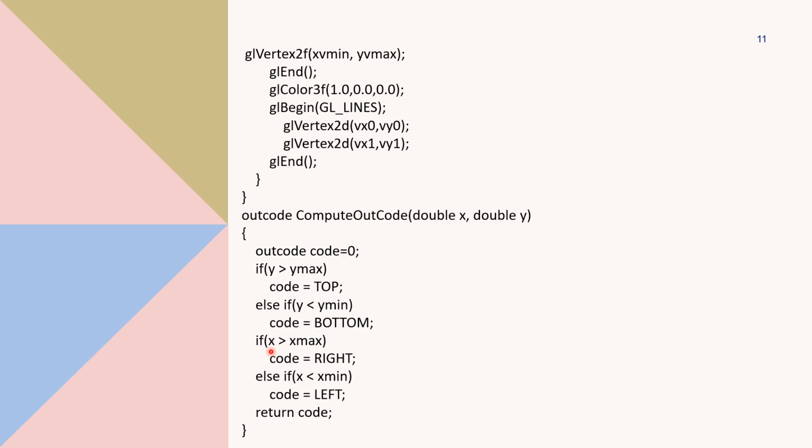If the x value is greater than the x max of the window, then we assign the code value as right. Else if the x value is less than the x min value, then the code value is assigned as left. Then it returns the code to the calling function.